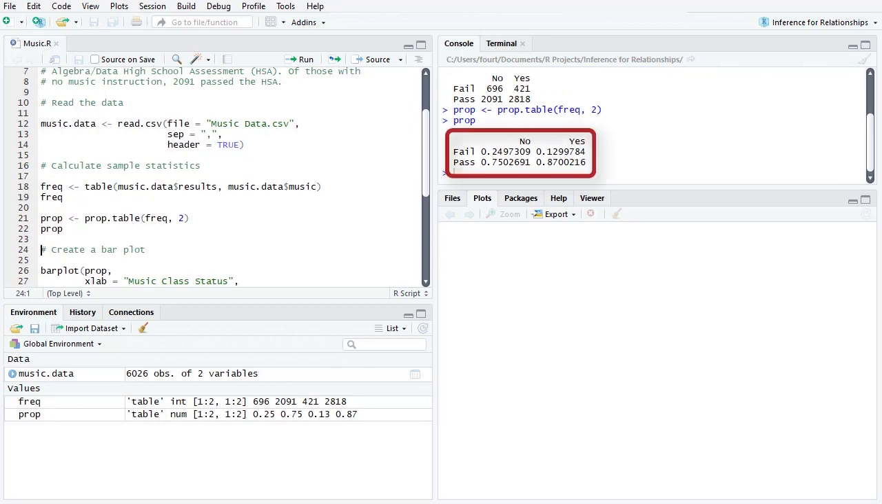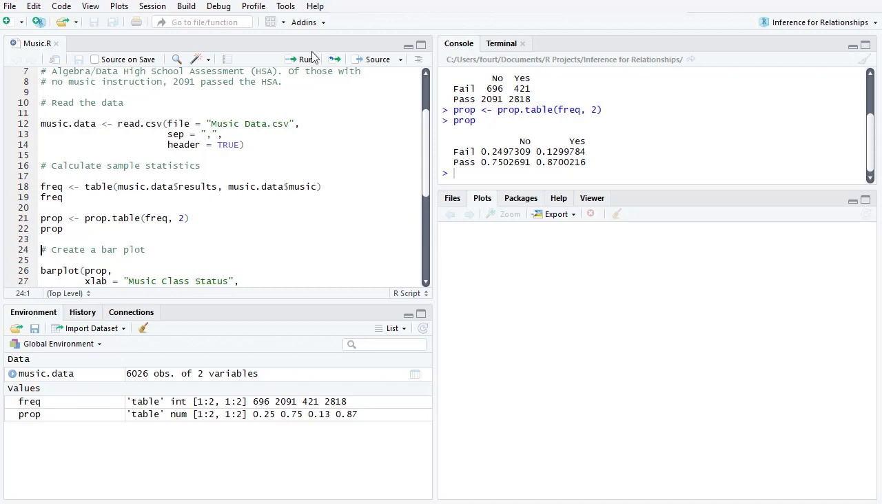These are conditional proportions, conditioned on whether or not the individual took a music class. Of those that took a music class, 87% passed, and of those who did not take a music class, 75% passed. So there's a 12 percentage point difference between these two groups. It's important that I say a 12 percentage point difference and not 12% difference.